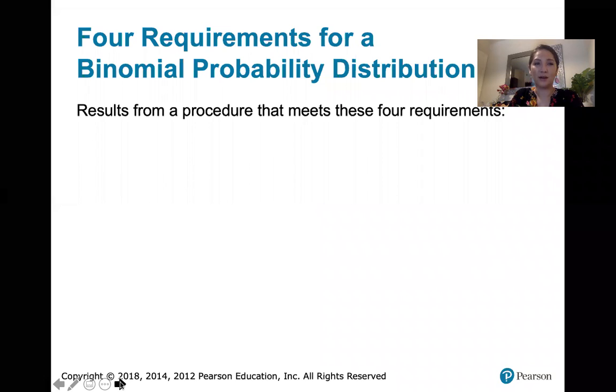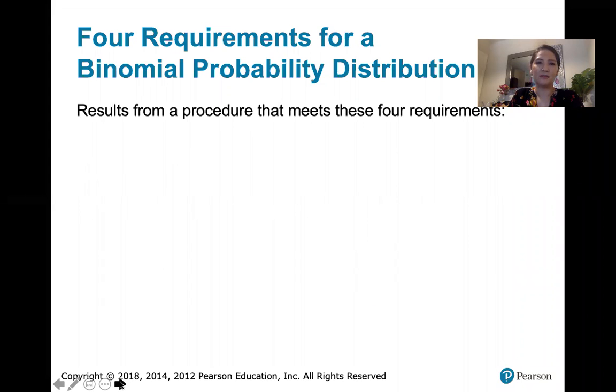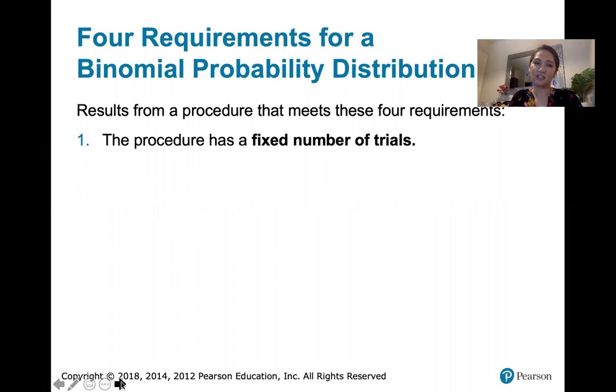So here are the 4 requirements that are necessary for a procedure to yield a binomial probability distribution. First, the procedure itself has to have a fixed number of trials. A trial is just a particular observation. If you are thinking of flipping a coin, let's say you're flipping a coin 100 times. Each flip of that coin could be considered one trial. In that case, if you flip the coin 100 times, you'd have 100 trials.